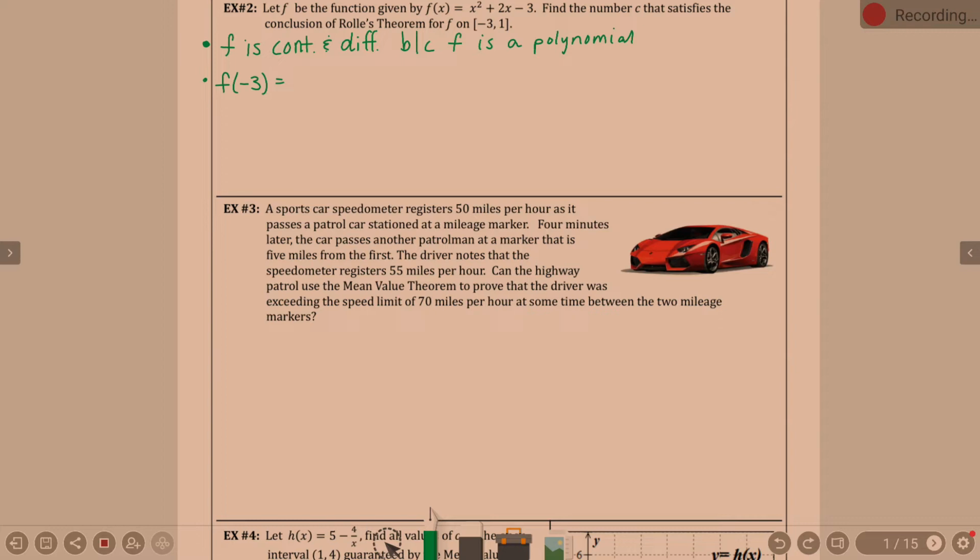Yeah. Okay, so endpoints. We need to know that they're equal. So we need to find f of -3 and we need to find f of 1. Now, I'll be honest, it's not that you necessarily have to show the work here, but we can.